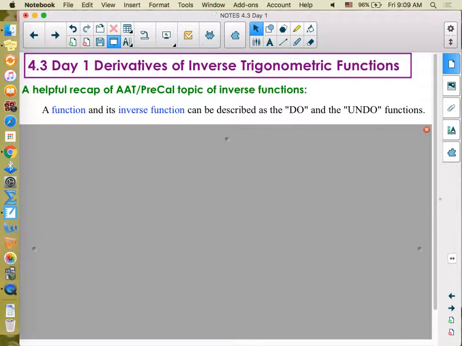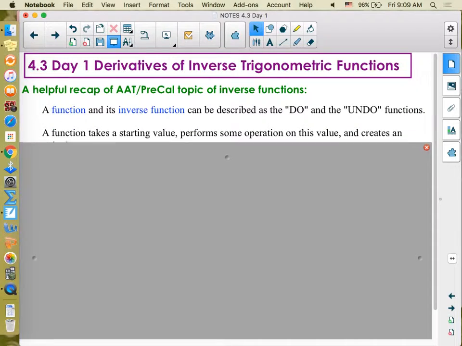A function and its inverse function can be described sometimes as a function that does something to one number, and then the inverse function undoes that and takes you back to where you started.